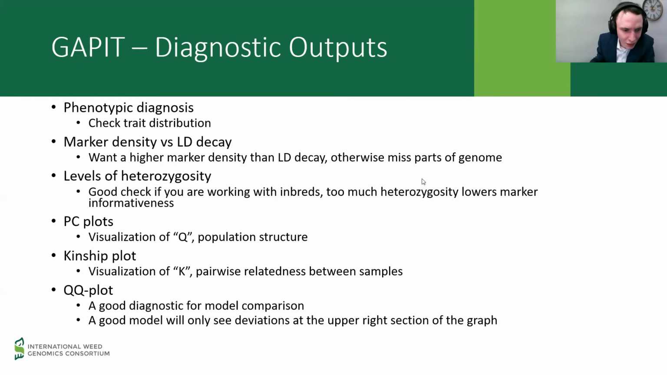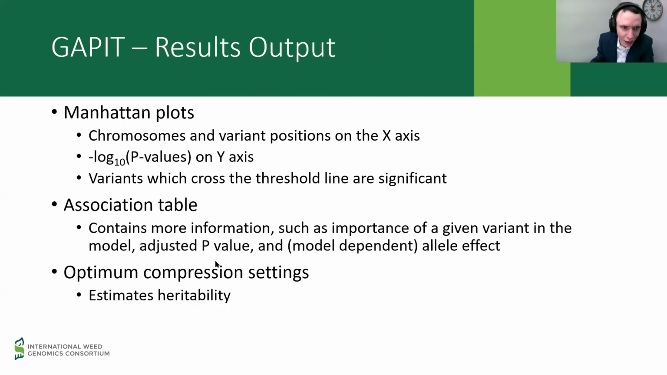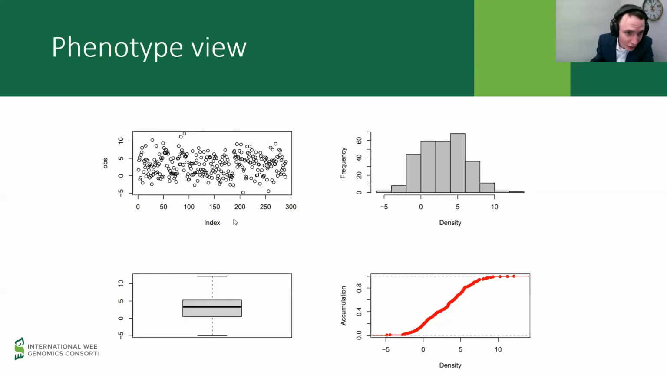GAPIT will, as part of its output, produce a number of pretty looking graphs with various amounts of information. I've listed them here in brief descriptions, but I can go over them with actual examples. Manhattan plots are the ones everyone likes to look at because that shows you how many nucleotides are statistically significant in a nice graphical format. Association table is essentially a table format of the Manhattan plot, and it also can estimate heritability.